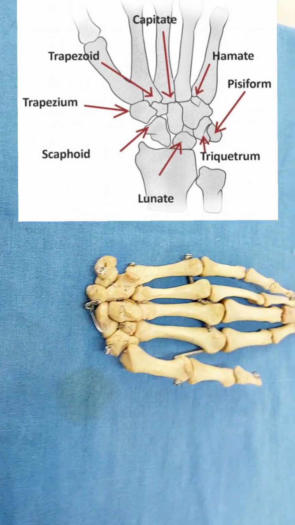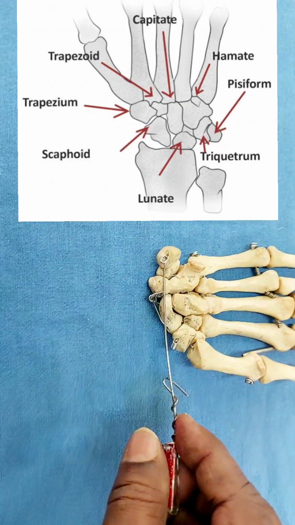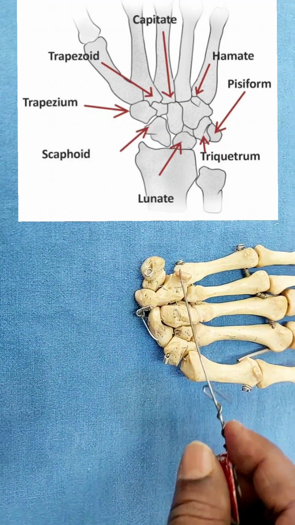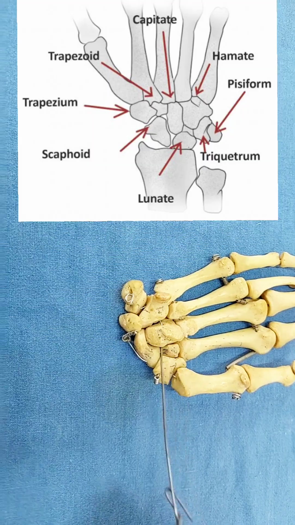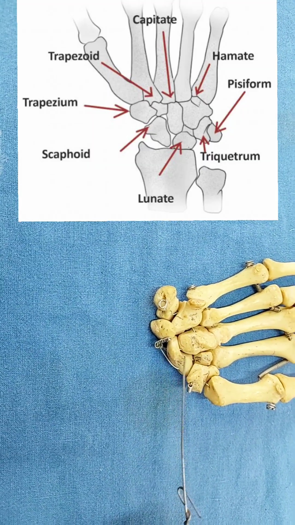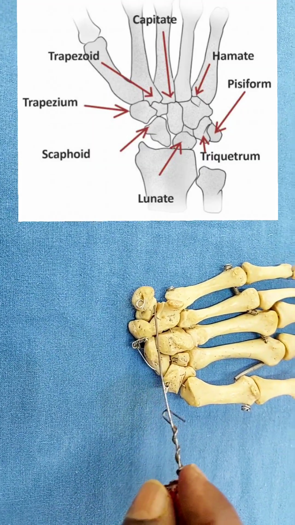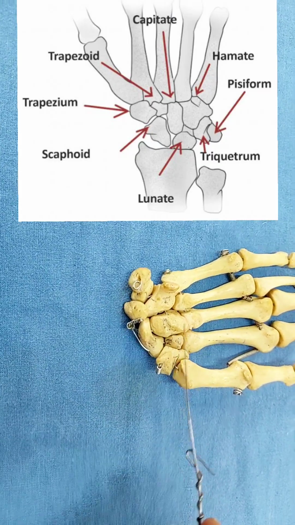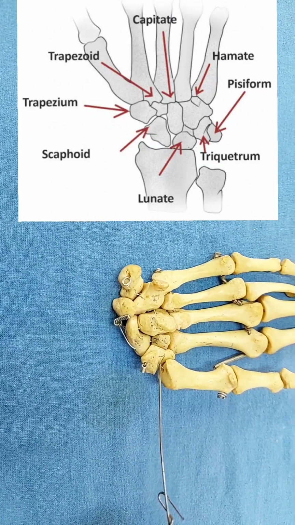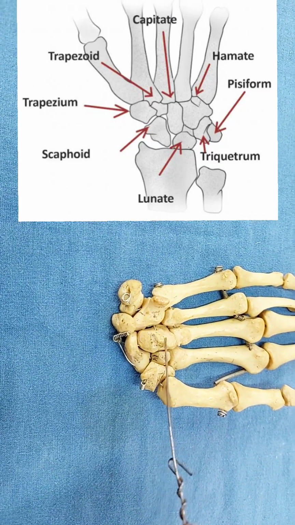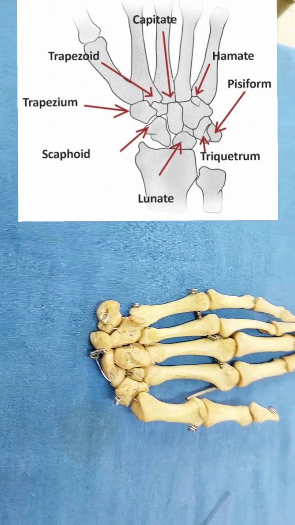So, there are 8 carpal bones. In the proximal row there are 4 and in the distal row 4. The proximal row is scaphoid, lunate, triquetral and pisiform, and the distal row is trapezium, trapezoid, capitate and hamate.